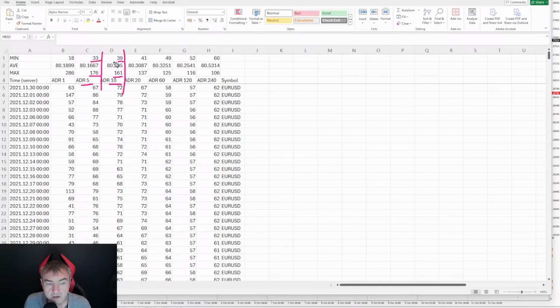Yeah. So sometimes when I get into a trade, I might be getting in, let's say I use one ADR spacing between my trades. I might be using 39 pips between entries. Other days, I might be using 161 pips between entries.